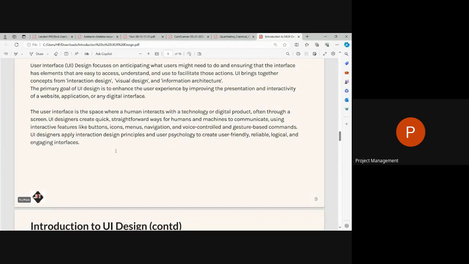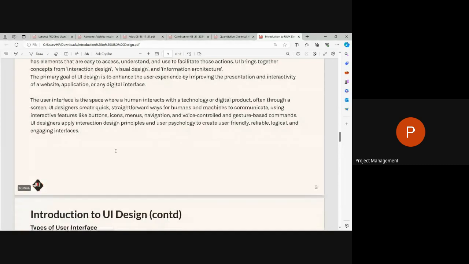So the user interface is the space where a human interacts with the product. Like I said, it is like the hardware of the site. You interact with it. It's something you can see. It's something you can touch.